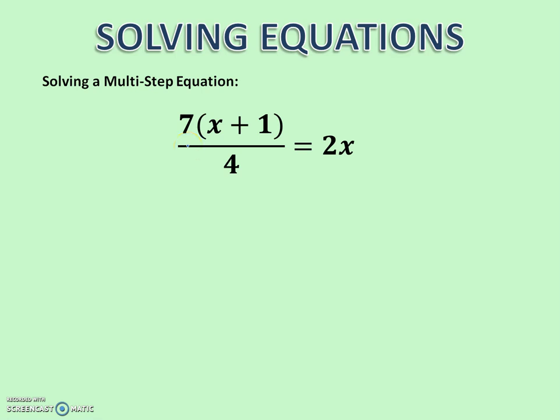So let's get rid of this complicated fraction. Since the 4 is being divided over here, let's just make it cancel. To do that, we're going to multiply both sides of the equation by 4. That way, on the left side, they cancel because we did the opposite, leaving us with 7 times x plus 1 equals 2x times 4 is 8x. All right, looks a little bit better.